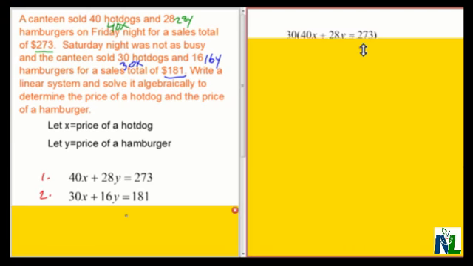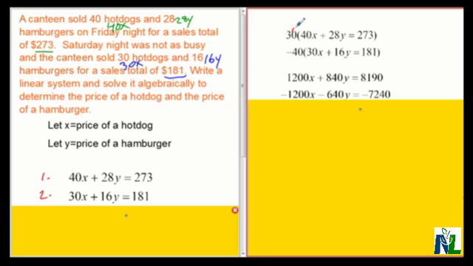I'm going to multiply equation 1 by 30 and equation 2 by negative 40. In this way, the x terms will have opposite coefficients, 1200 and negative 1200, and will thus add to give 0. The 30 here is multiplied by all three terms, so I'll get 1200x plus 840y equals 8,190. The negative 40 here is multiplied by all three terms, so I'll get negative 1200x minus 640y equals negative 7,240.